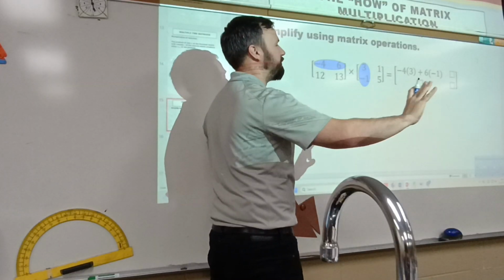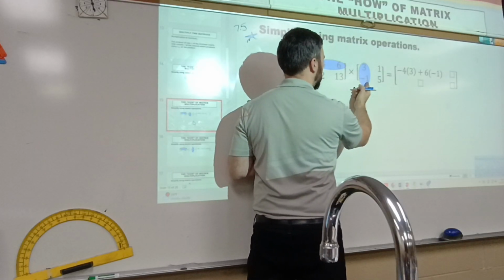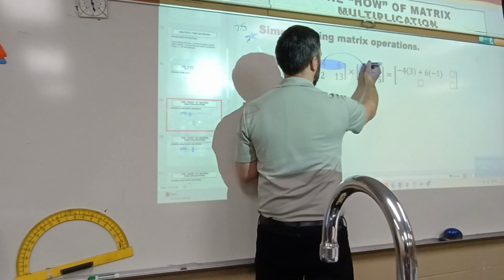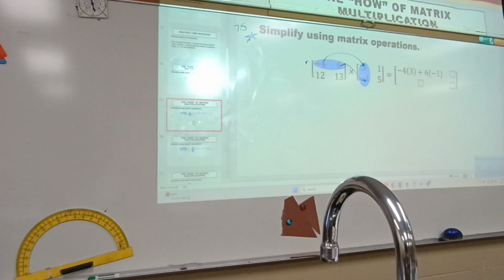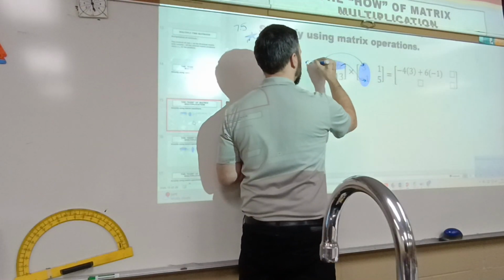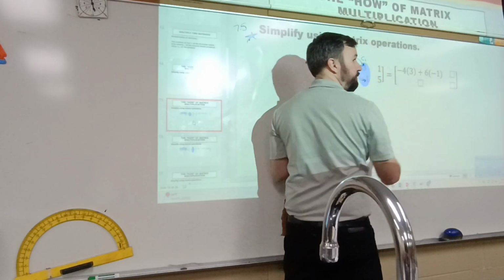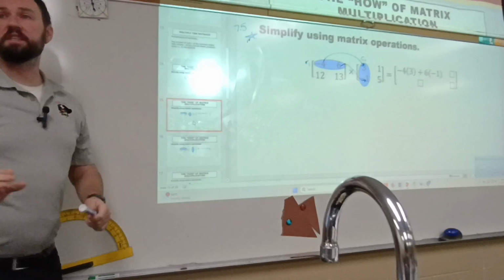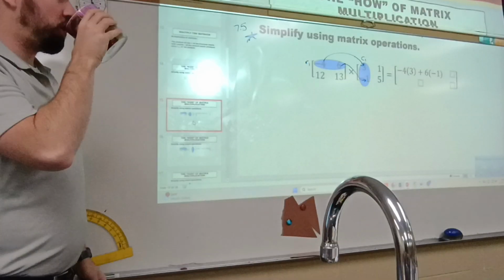So if you want to do this on your own at the side, you go row times column, right? So negative 4 times 3 plus 6 times negative 1. And you add them together. And that'll give you row 1, column 1, because it's row 1, column 1 of this piece. Okay? I'll show you. Trust me, we're going to do a bunch of examples of this. It's the same thing every time.